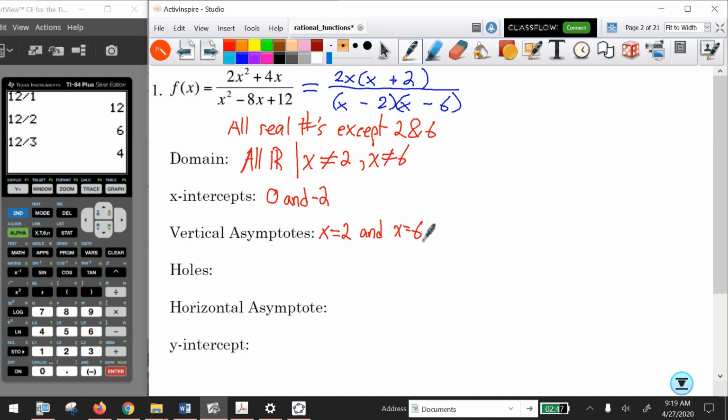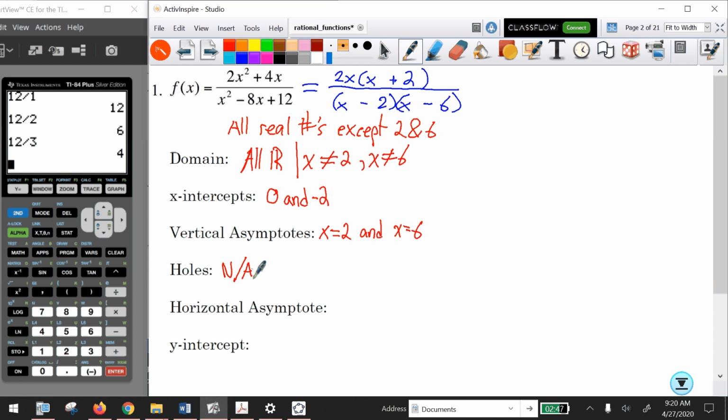The holes occur at points of discontinuity that appear in both the numerator and denominator. There are no holes in this particular rational function. There are no zeros that repeat in both the numerator and the denominator. They're all unique zeros. So there are no holes in this one. I'm just going to write not applicable.